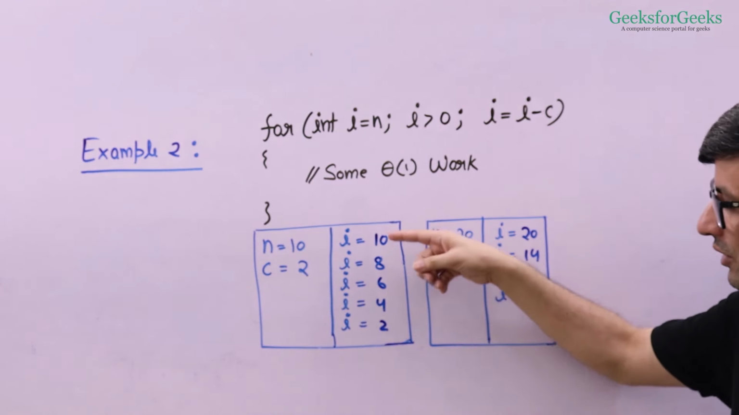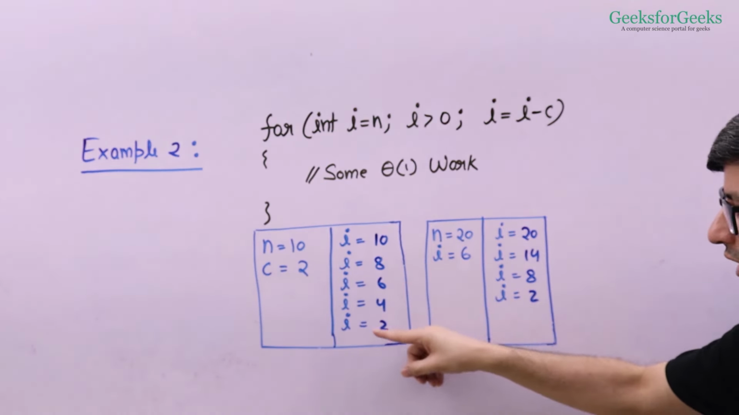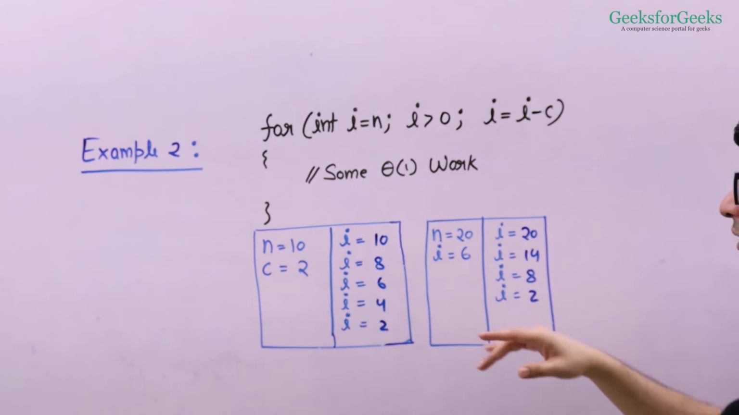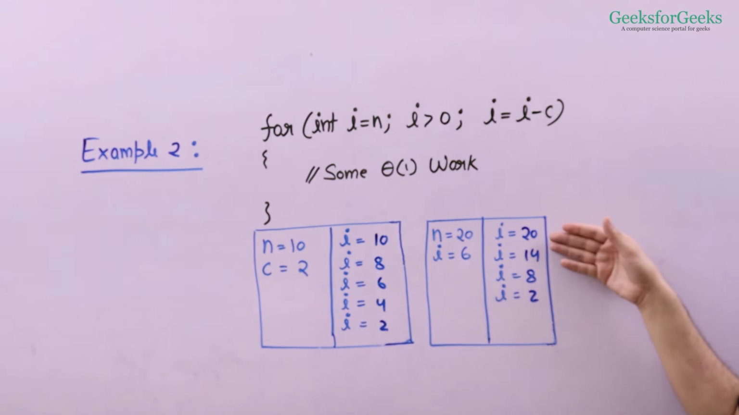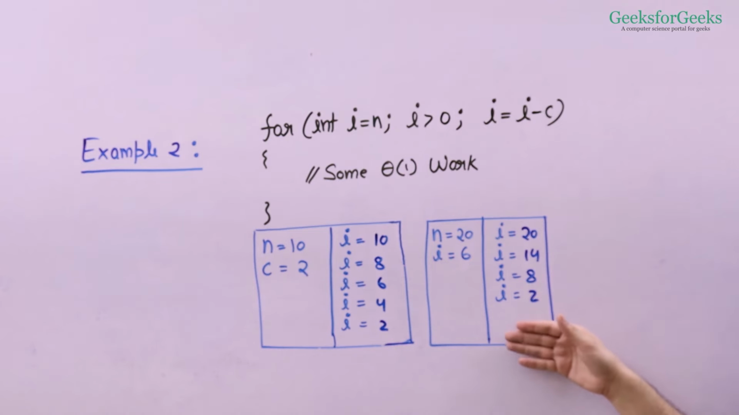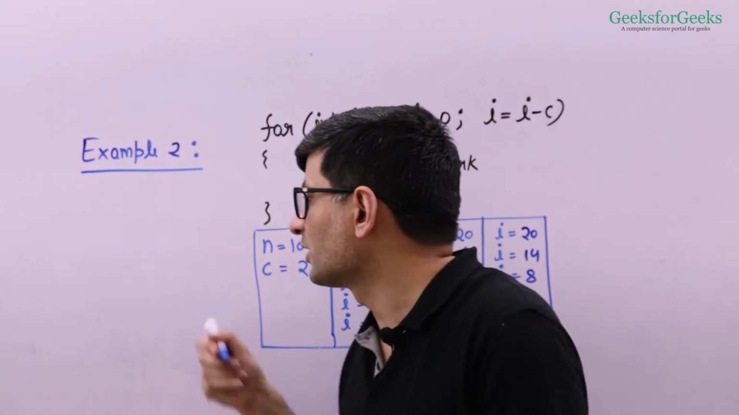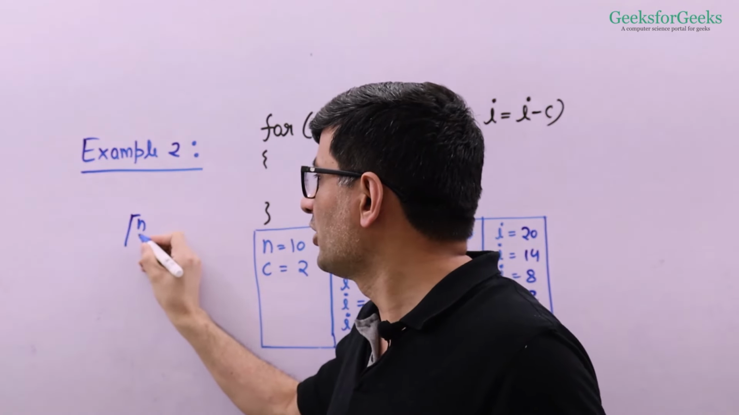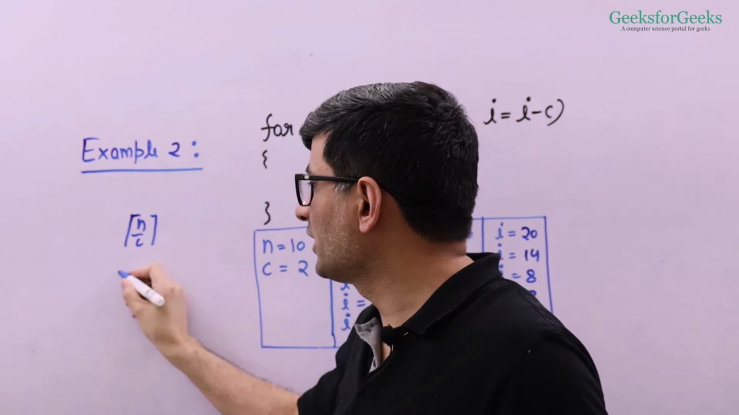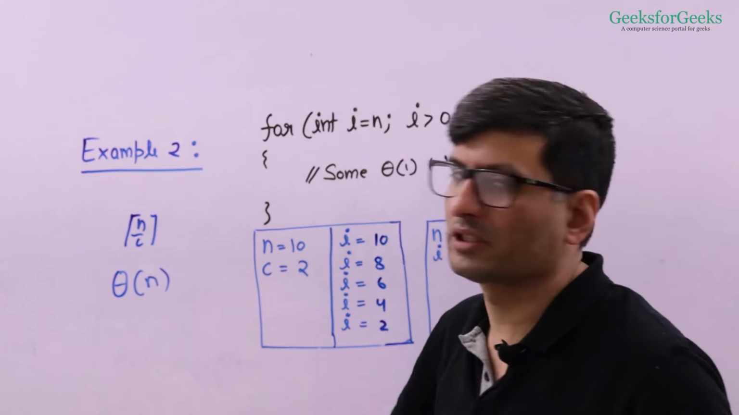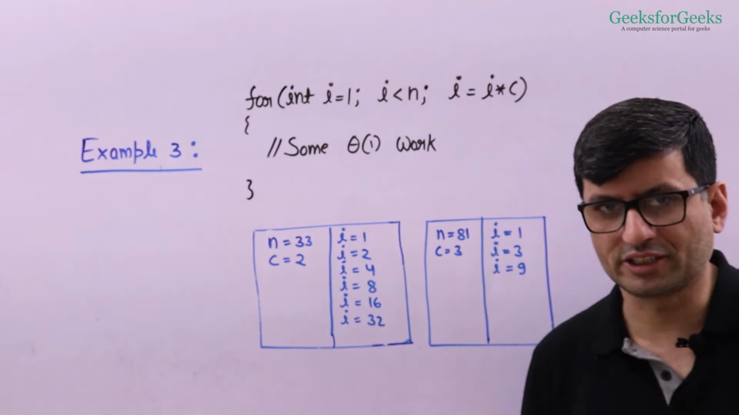So let's see the run of this loop for n equal to 10 and c equal to 2. It runs for 10, 8, 6, 4, 2, and when i becomes 0, we come out of the loop. For 20 and 6, it runs for 20, 14, 8 and 2, and then i becomes minus 4 and we come out of the loop. So it's again ceiling of n by c, and you must have guessed the time complexity, it's theta n for this loop.